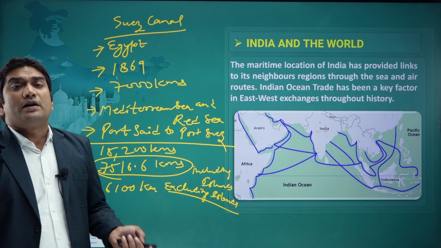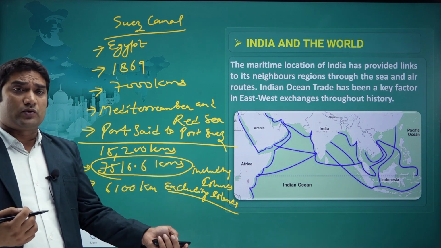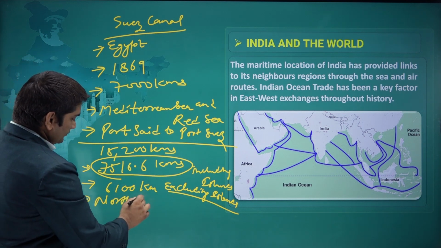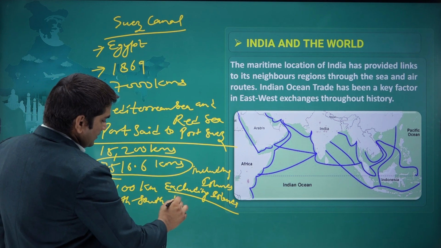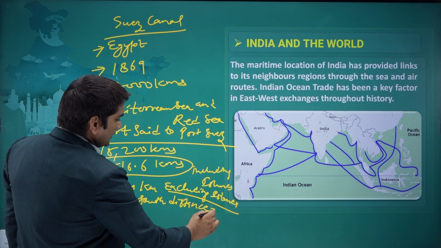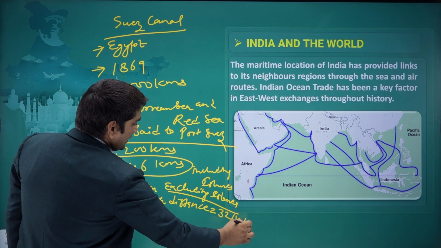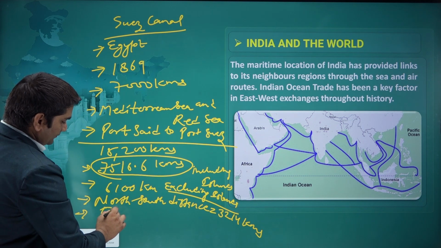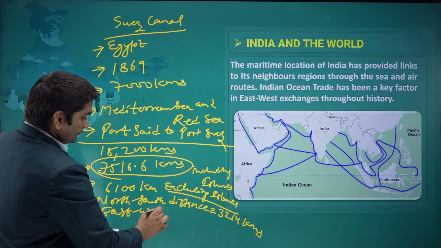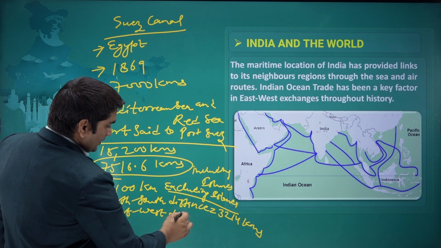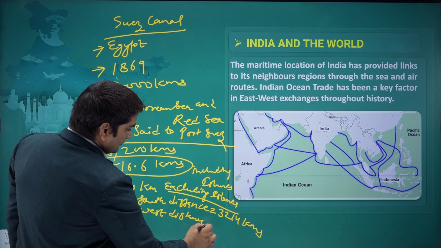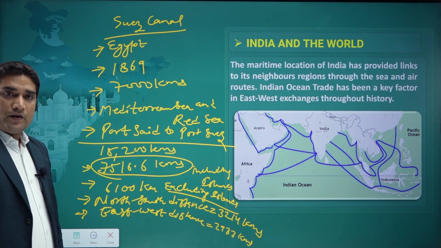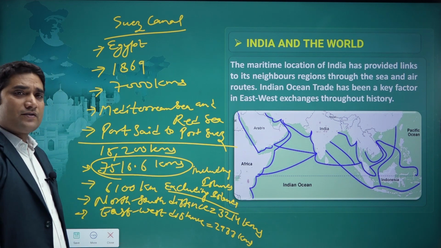Now one question may arise in your mind: from north to south, what is the distance of the country? From north to south, the distance of the country is 3214 kilometers, and from east to west, the distance is 2933 kilometers. This mainly comes under the size of the country.